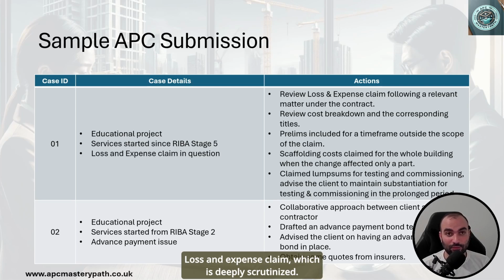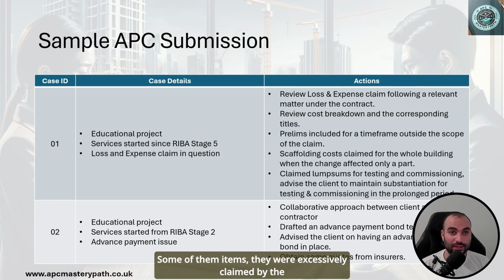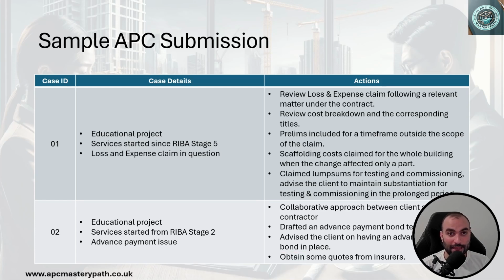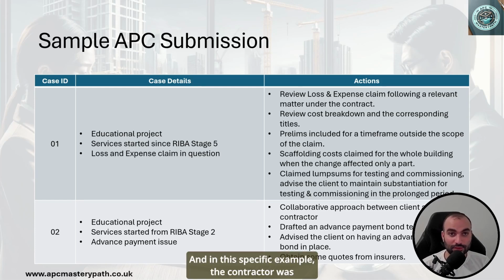Loss and expense claim, which is deeply scrutinized. Some of the items were excessively claimed by the contractor when they shouldn't, such as the scaffolding, and also the commissioning and testing, they were claimed as a lump sum item in the prolonged period when there should have been a proper breakdown, not just a provisional sum or a lump sum item. And in this specific example, the contractor was claiming for preliminaries even after the prolonged period, which doesn't make any sense because that is double counting of resources and consequently more time and more money.